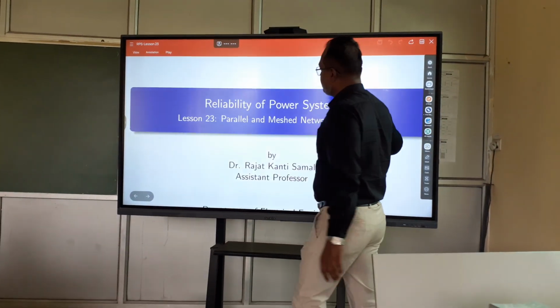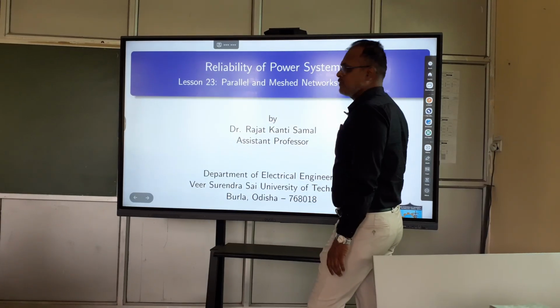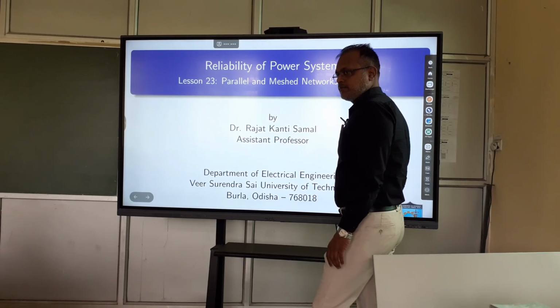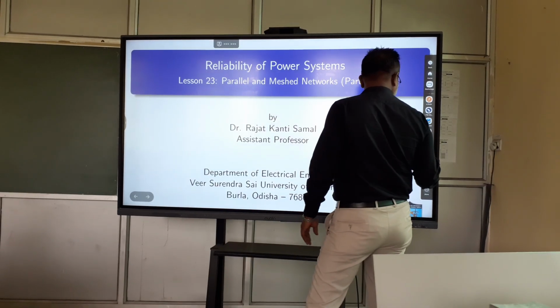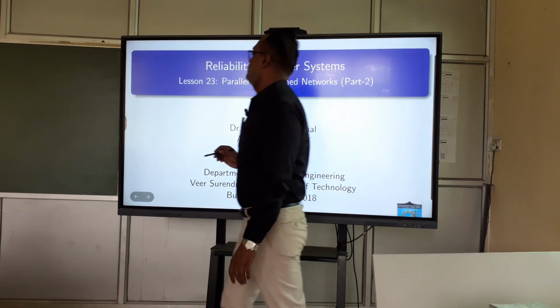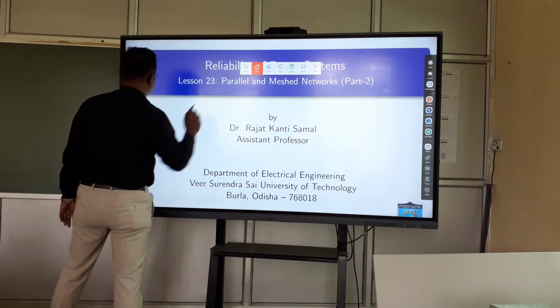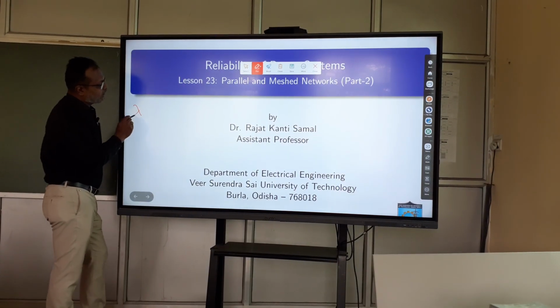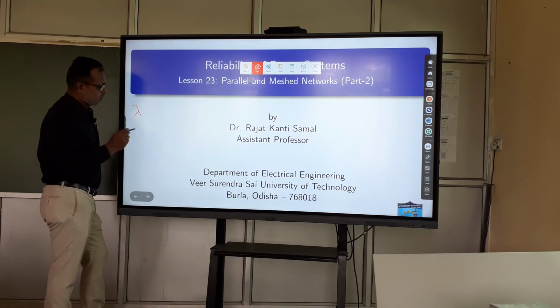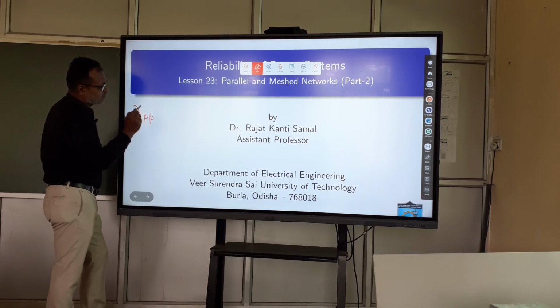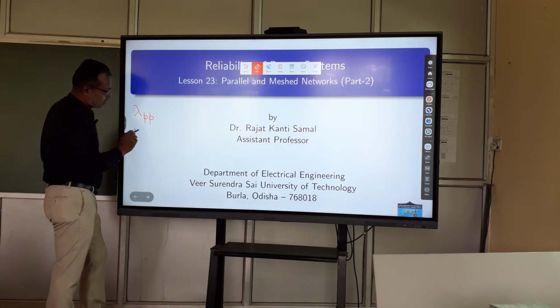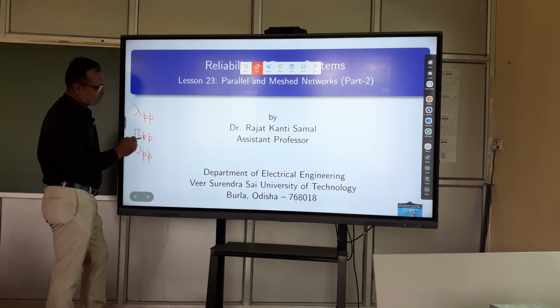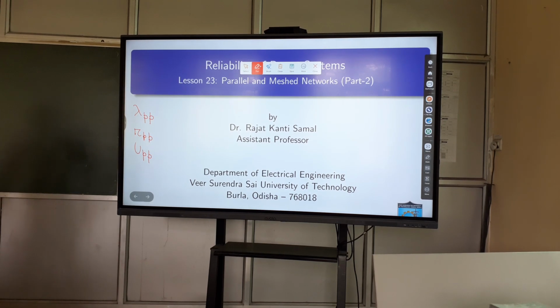There are two more parts left for the parallel and relation networks, part 2 and part 3. They are mostly theoretical. So the part 1, what we saw? We are finding out the same basic parameters for the distribution network, which are represented as lambda PP, RPP, and so on, where P stands for parallel.